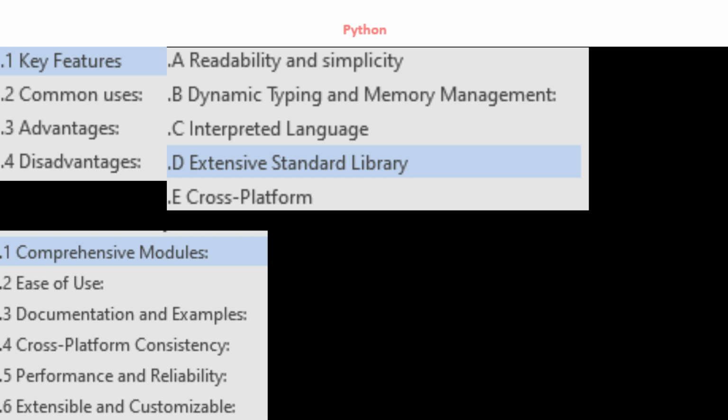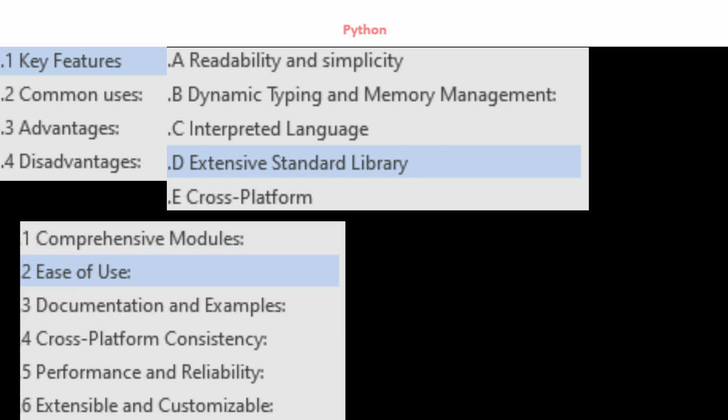Example: the OS module provides functionalities for interacting with the operating system, while the JSON module allows for easy JSON parsing and serialization. Built-in support for common protocols. The standard library includes support for common Internet protocols and formats such as HTTP, FTP, and email handling. Example: the HTTP and urllib modules enable web scraping and HTTP requests.